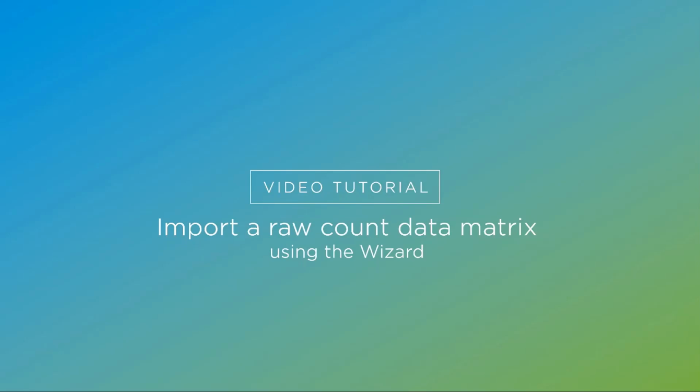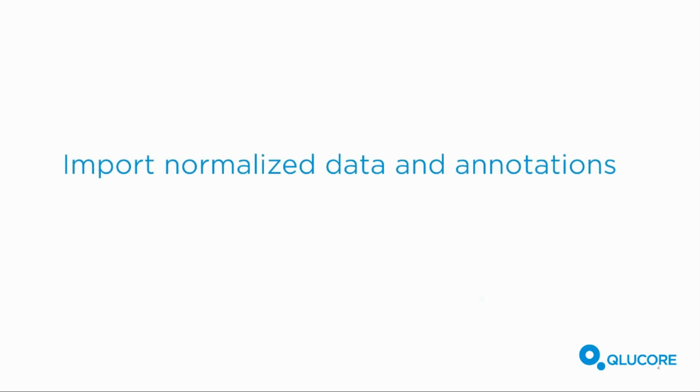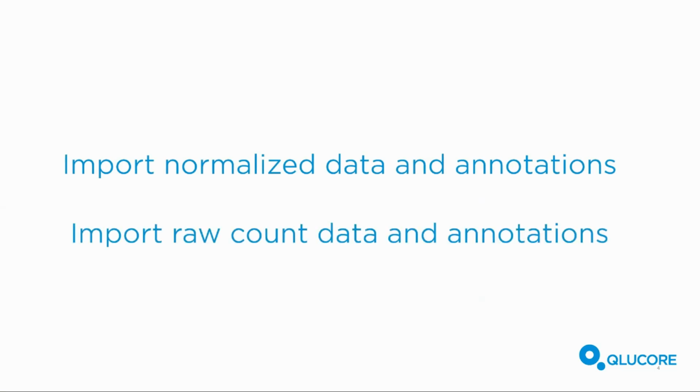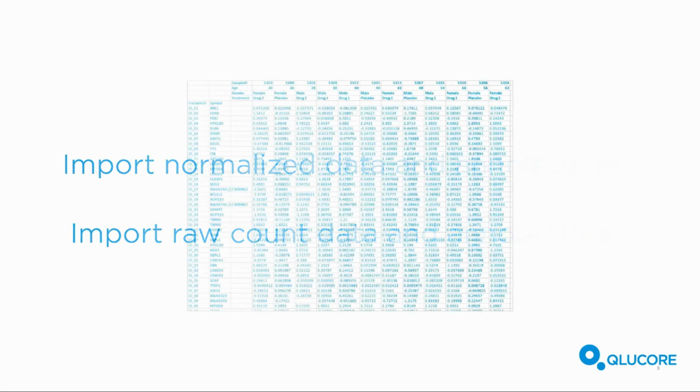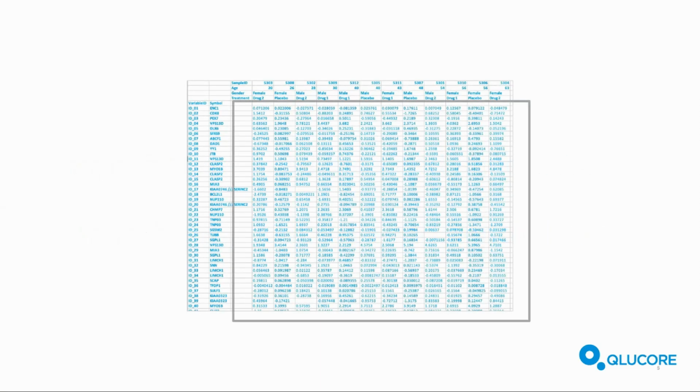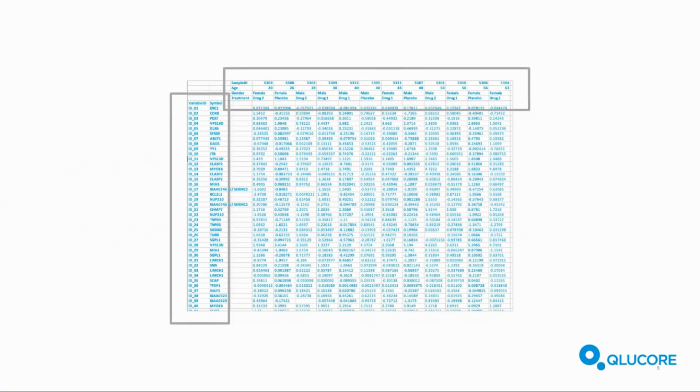In this tutorial, we will show you how to import a raw count data matrix using the wizard. Using the wizard, you can import normalized data, as well as annotations connected to your data set. You can also import raw count data, which is what this tutorial will show. The wizard will guide you and help to define which blocks of a file are data, and which are annotations. This is best illustrated with an example.